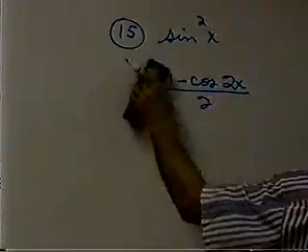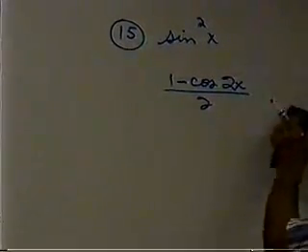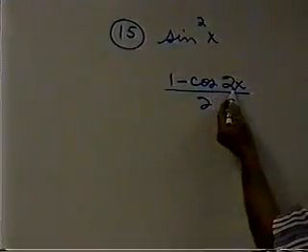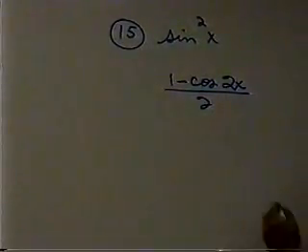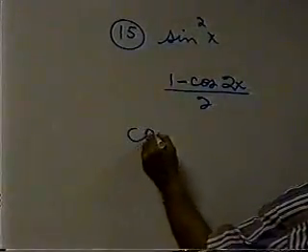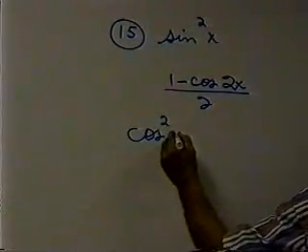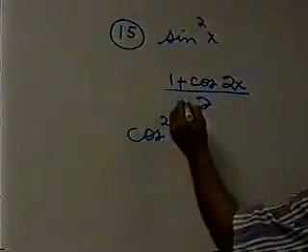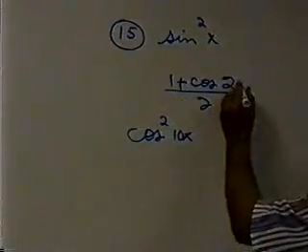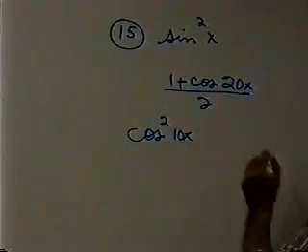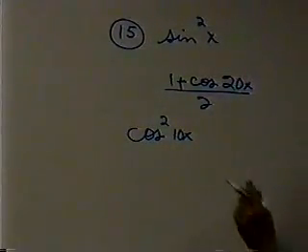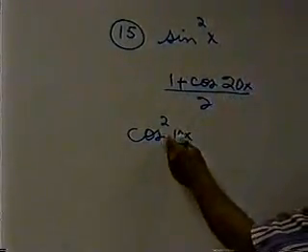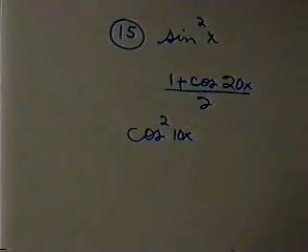So the sine squared of x is 1 minus the cosine of double the angle over 2. In other words, the cosine squared of 10x is what? 1 plus the cosine of 20x over 2. Now just the cosine would have been the square root of it, but if it's squared, then it takes away that square root.